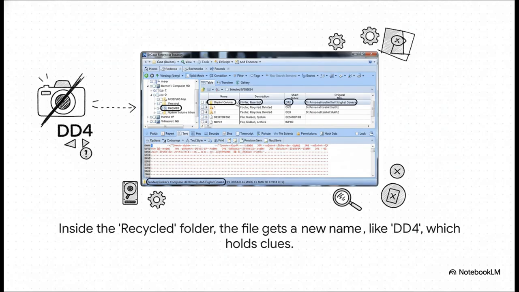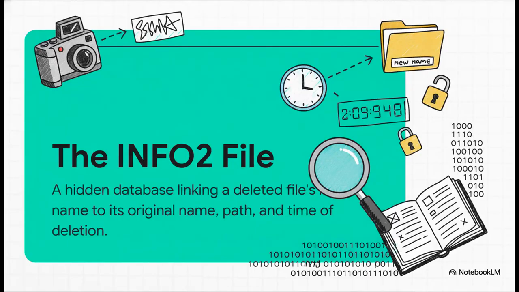Well, here it is, in its new home, the recycled folder. But notice, it's not called by its original name anymore. Now it's something like DD4. This name isn't random. It's a code that tells an investigator it was deleted from the D drive and it was the fourth file to be indexed. So how on earth does the computer remember that DD4 used to be your important document?